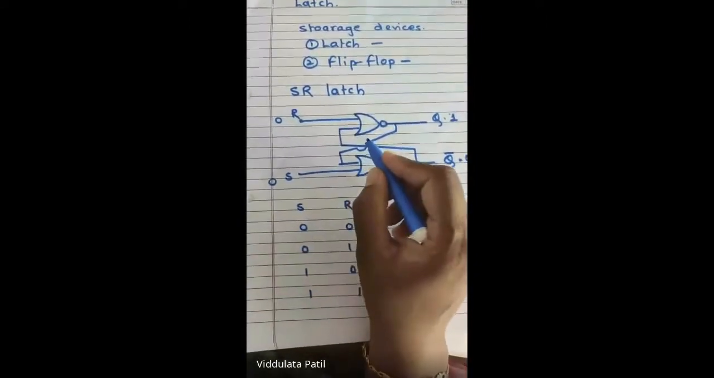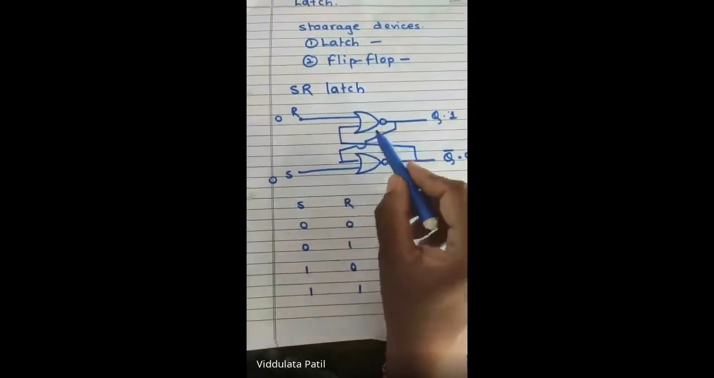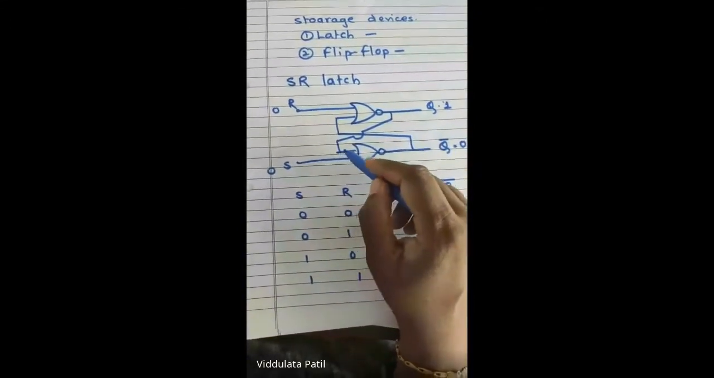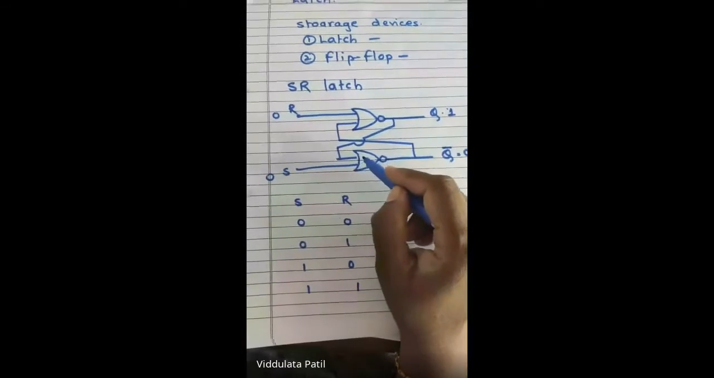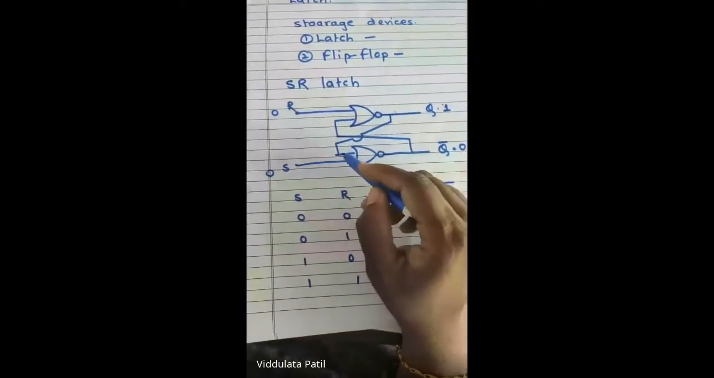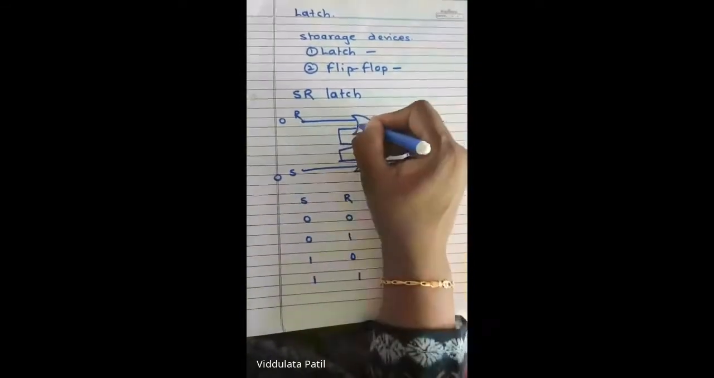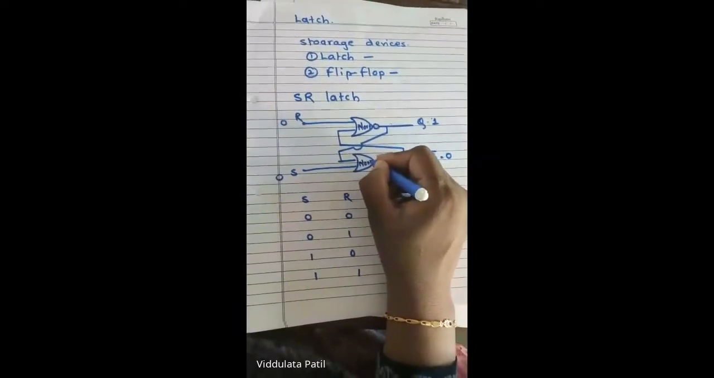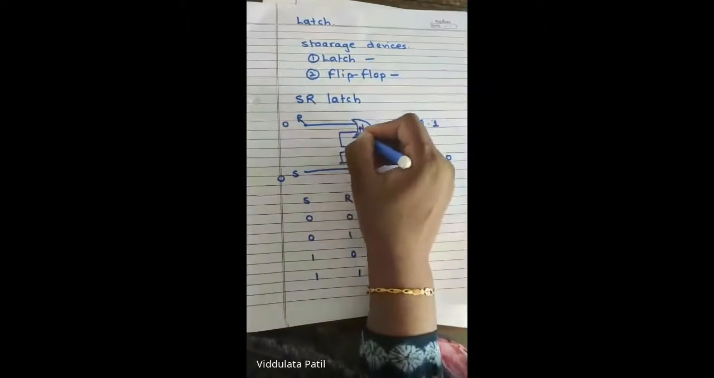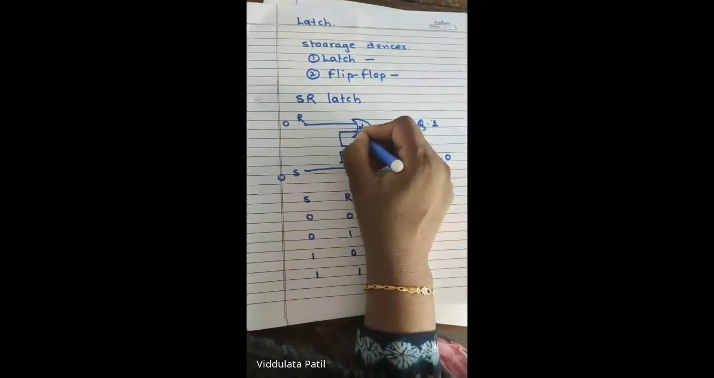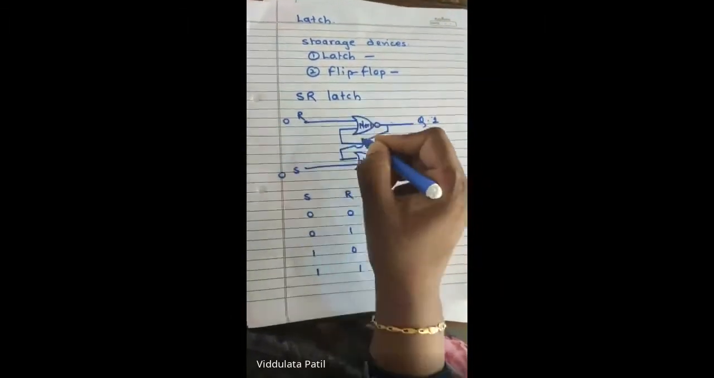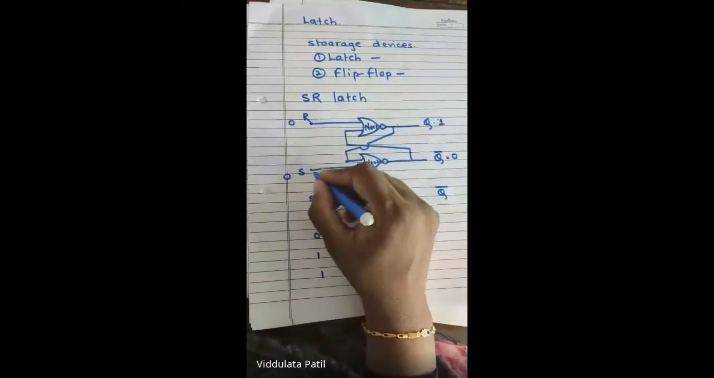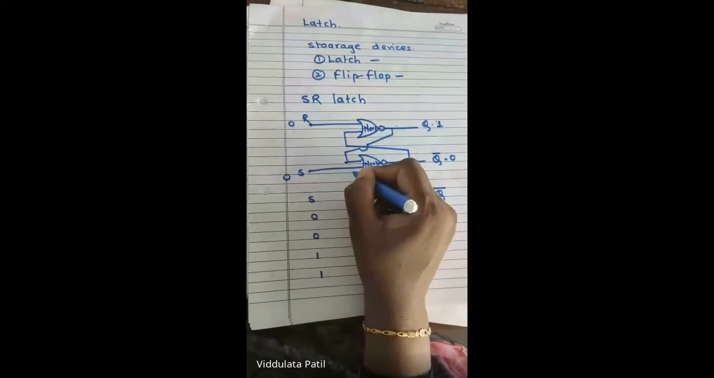This is a NOR gate. What we have done, we have used a feedback from each of the outputs to the input of the NOR gate. Let us say this is NOR 1 and this is NOR 2. So Q bar is connected to one input of NOR 1 where the other input is R, and Q is connected to one input of NOR 2 where the other input is S.